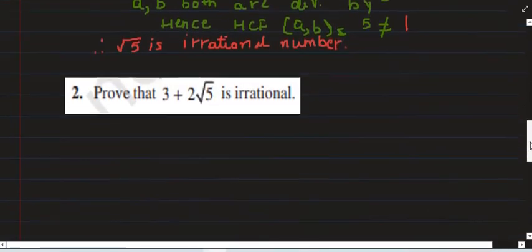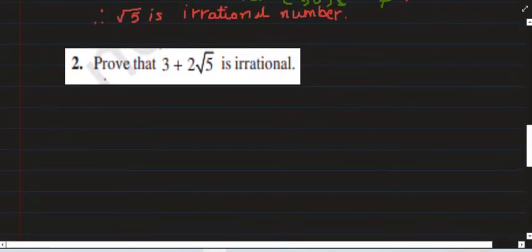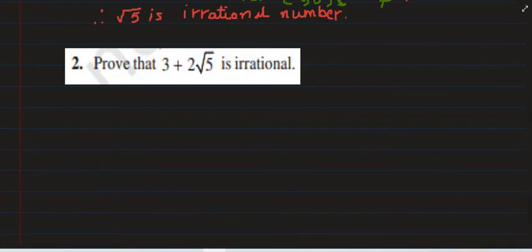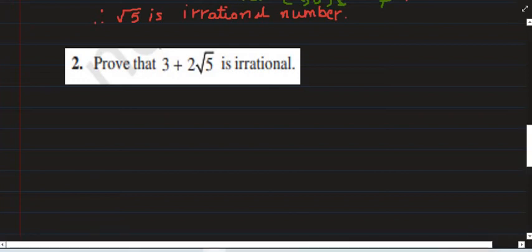Now we will do question number 2. In this question, we have to prove that 3 plus 2 square root of 5 is irrational. So again, we will be using the same contradiction method. We will be assuming, let's say 3 plus 2 square root of 5 is a rational number.